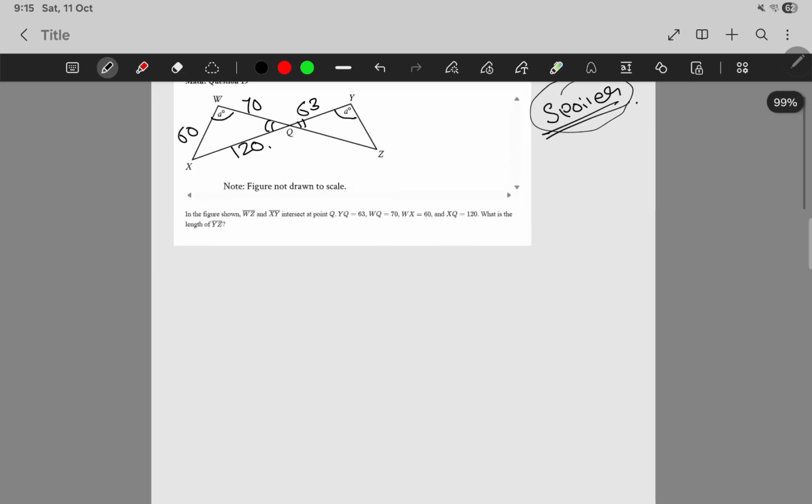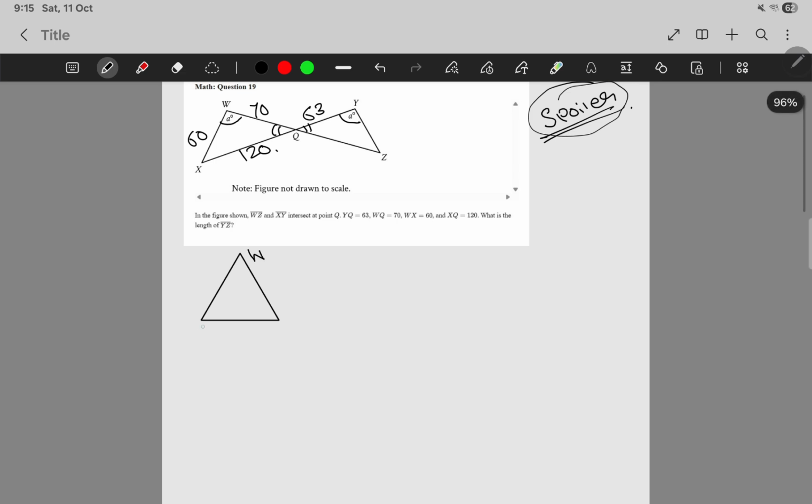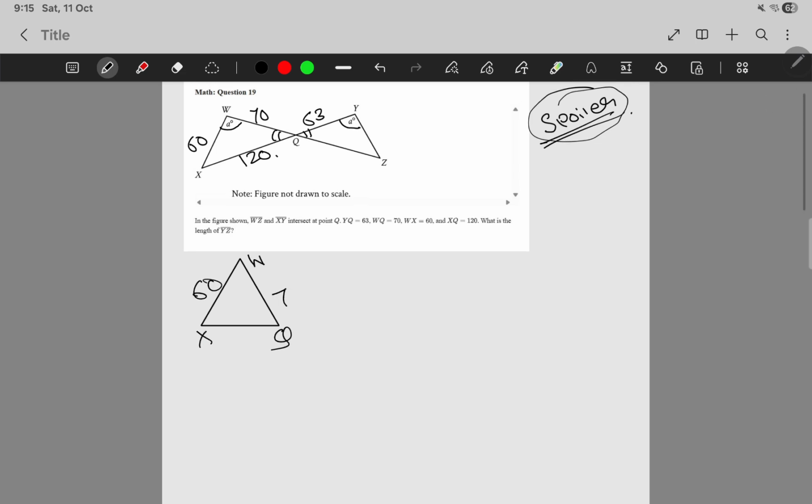So what you'll do here is break down the figure into these two so that you will not be confused. Okay, so what we'll do here is one triangle will be here, which is W, X and Q. This will be 60, 70 and this will be 120.